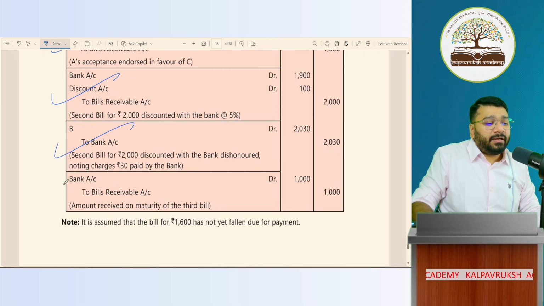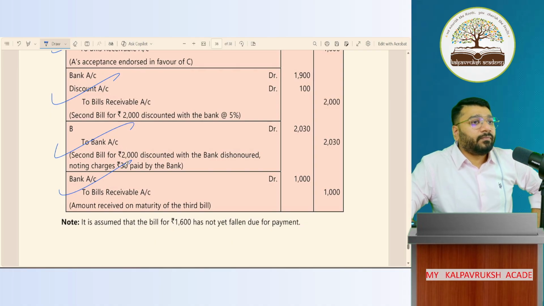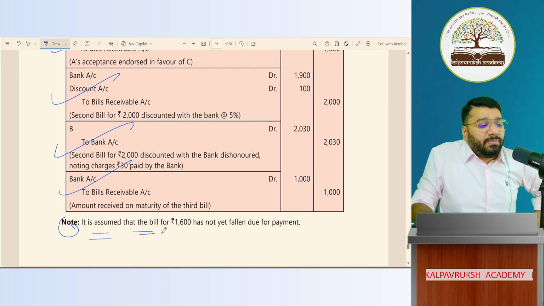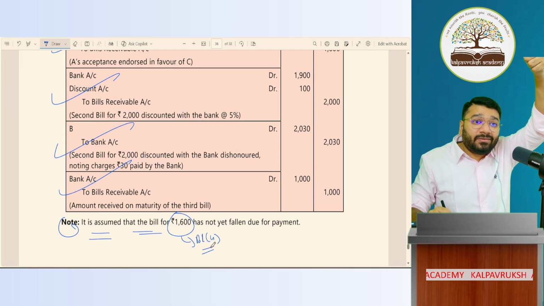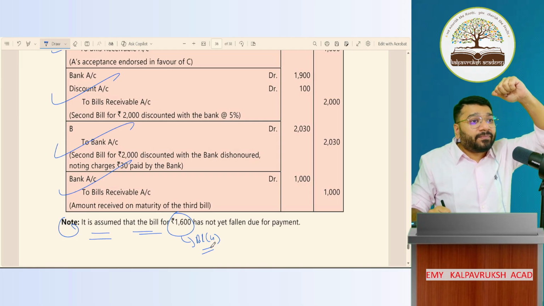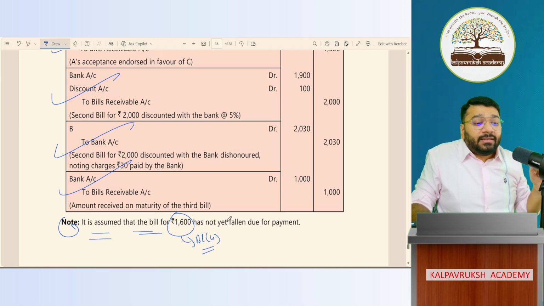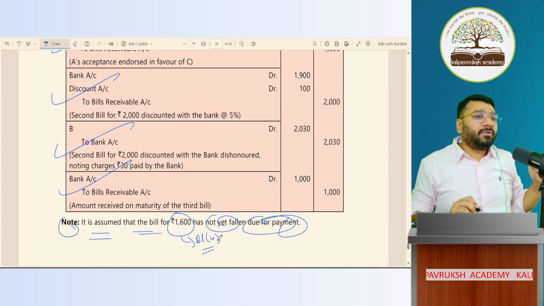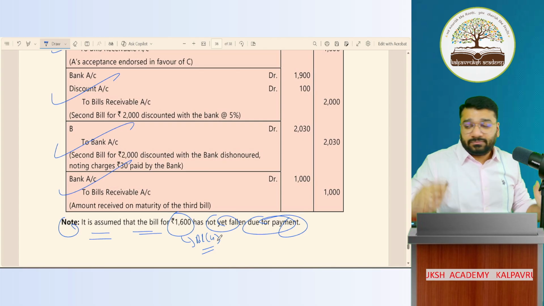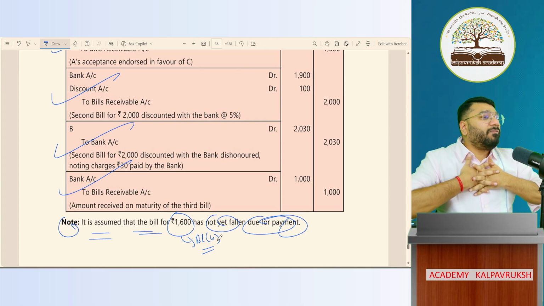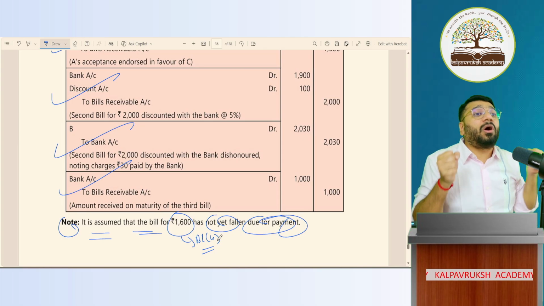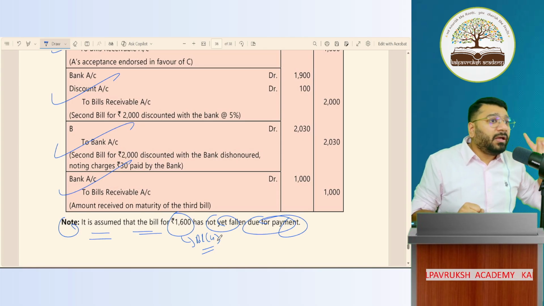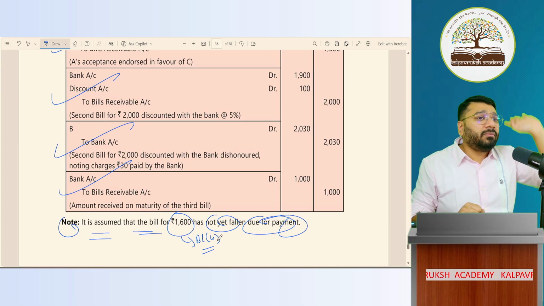This is the last entry. What is the note given? It is assumed that the bill for 1600, which is BR4, which we endorsed to C, which C got discounted. This bill is held by whom? The banker of C. That has not yet fallen due for payment. So no entry has been passed for that. Comfortable? I worked out the maximum questions in such a way that you get full confidence of how to solve this in the exam. All these standard questions are your homework.